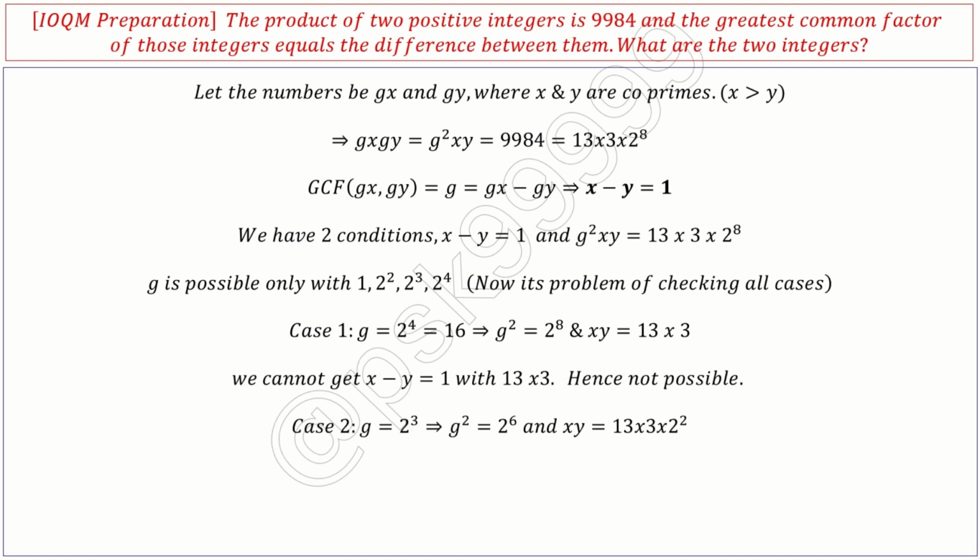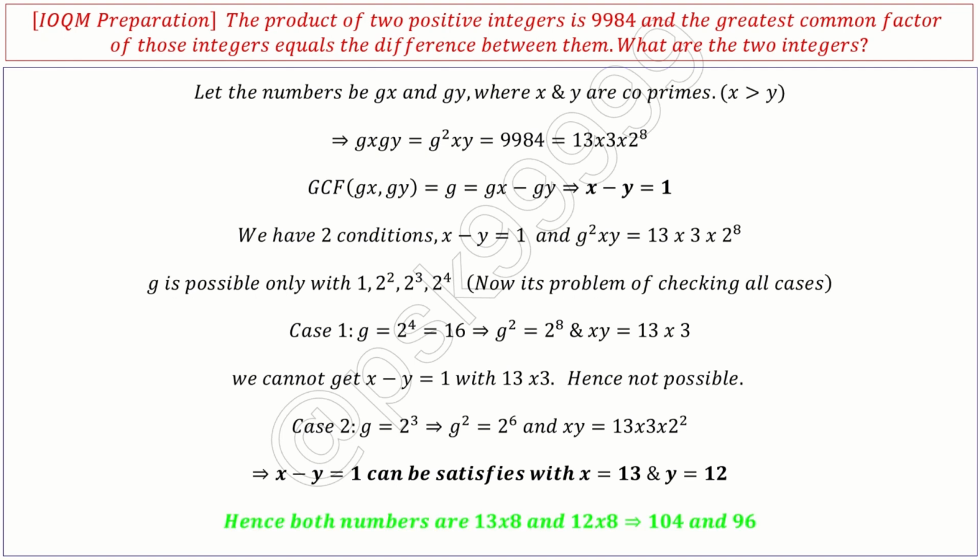Next, GCD equal to 2 to the power of 3, which means G square is equal to 2 to the power of 6 and XY is equal to 13 into 3 into the remaining 2 to the power of 2. In this case, 3 into 2 to the power of 2 is 12. So X can be 13, Y can be 12. Right? There is a possibility where X minus Y equal to 1, which means this is a possible combination. Correct? So X equal to 13 and Y equal to 12 satisfies this. So the two numbers are 13 into 8 and 12 into 8, which is 104 and 96. These are the two numbers. Okay, next.